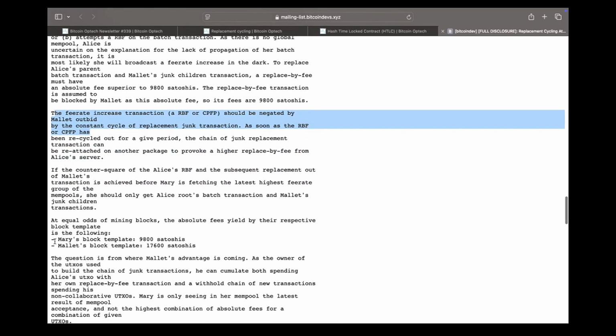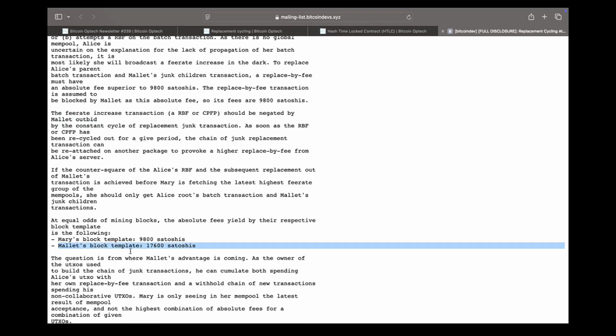So in our example, if Mary gets to mine Alice's batch payment, then Mary will earn 9,800 satoshis. And if Mallet gets to mine Alice's batch payment, then she gets 17,600 satoshis, right? So this is how a miner can use a replacement cycle attack to their own benefit, thereby disincentivizing a rival miner or somebody else on the network, right?